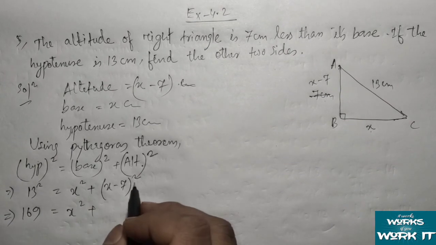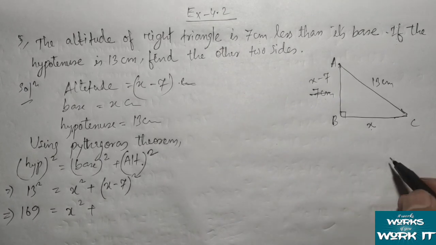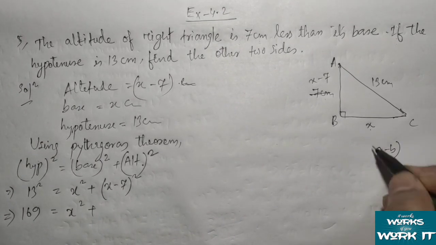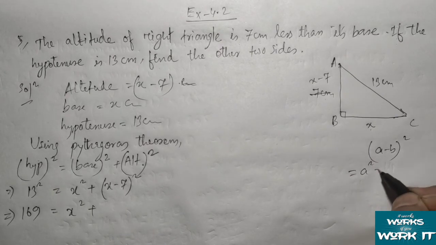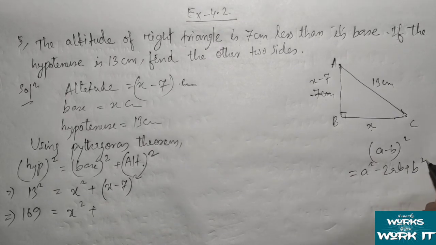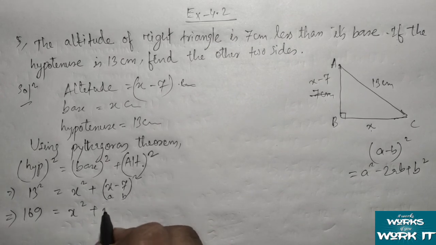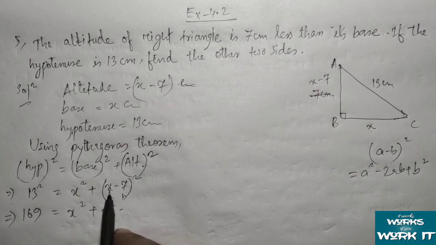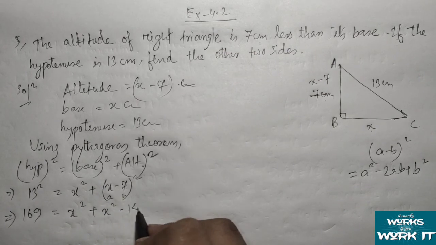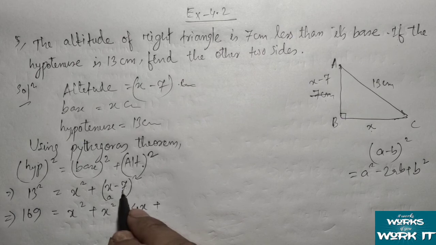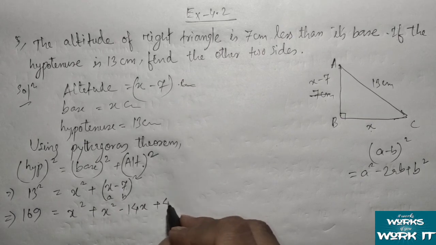Then after x minus 7 whole square, we will expand this one using the formula. Which formula? (a minus b) whole square formula. So it will give us a square minus 2ab plus b square. Okay, so this one is a, this one is b. So it will be x square minus 2 into ab. So a is x and b is 7. So it will give us 14x plus b square, that means 7 square, it will give us 49.